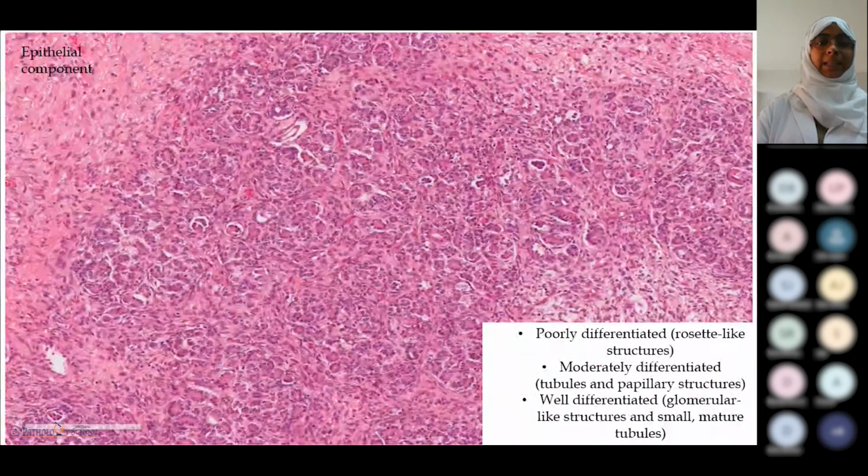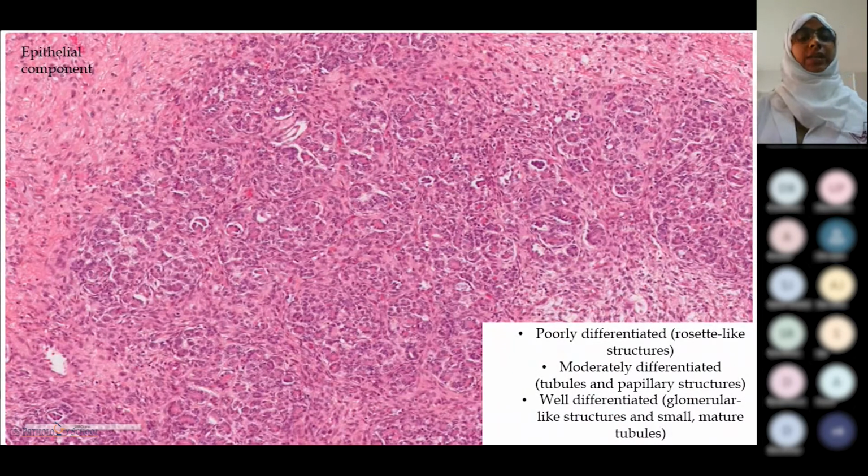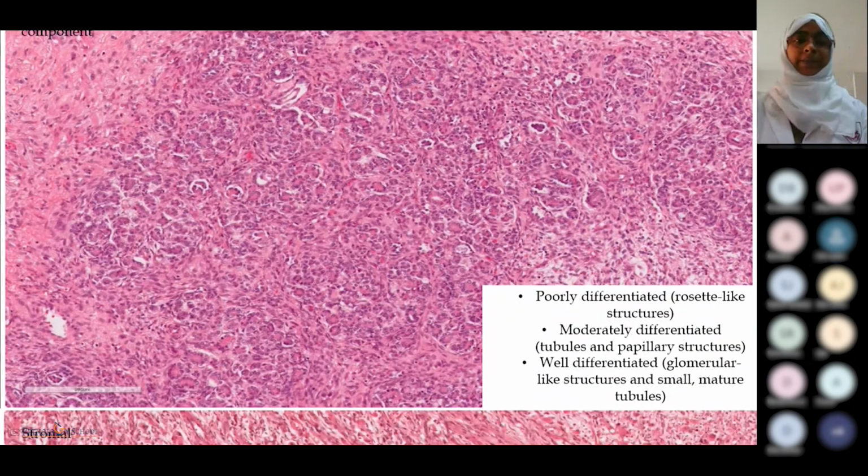The second would be the epithelial elements. As the name suggests, these are also poorly differentiated. But when it is poorly differentiated, you see rosette formation. If it's moderately differentiated, you see tubules and papillary pattern. And when it's well differentiated, you see glomeruli-like structures. You can see it may contain squamous and mucinous epithelium as well.